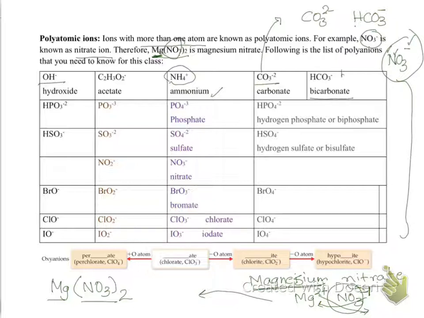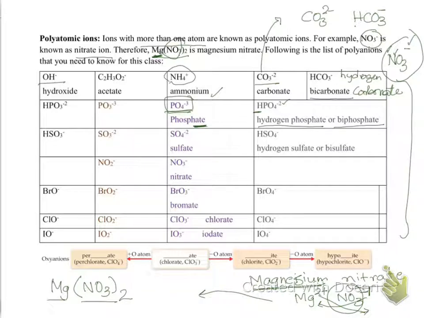You can also call it hydrogen carbonate. The next is, if you have PO4 with 3 negative charge, you call it phosphate. So if I put one hydrogen on the front with one less negative charge, what will that be? Hydrogen phosphate or biphosphate. Now here, this is phosphate. It has ate at the end.